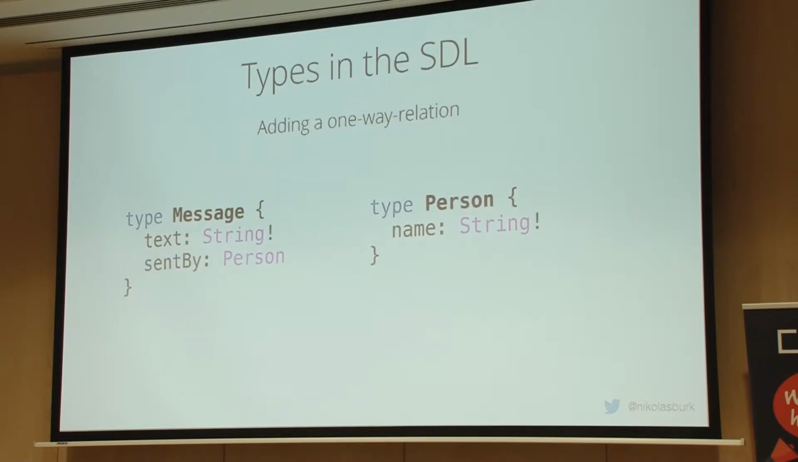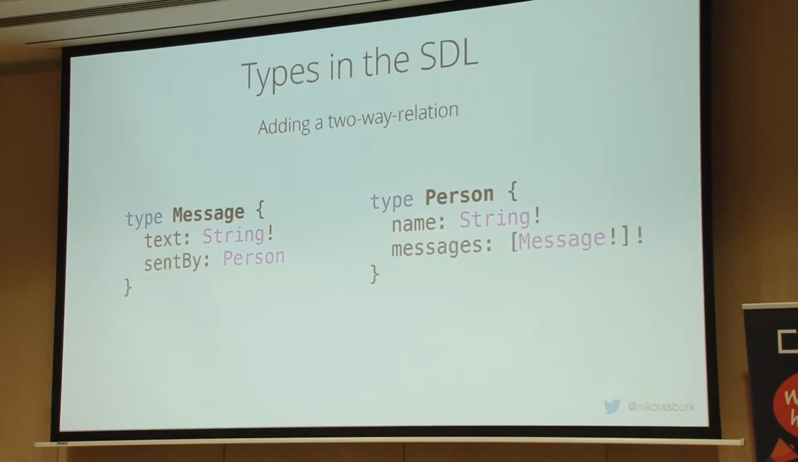We can also add relations between types. So now we're adding a one-way relation from the message type to the person type to indicate that every message is always sent by a person. And if we wanted to make that relation two-directional, then we can add the corresponding messages field on the person type as well.